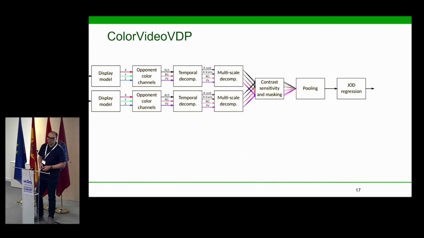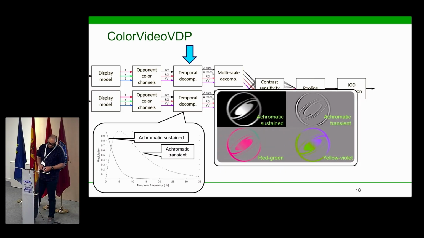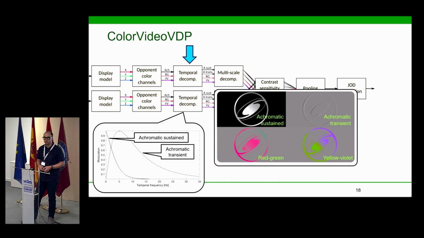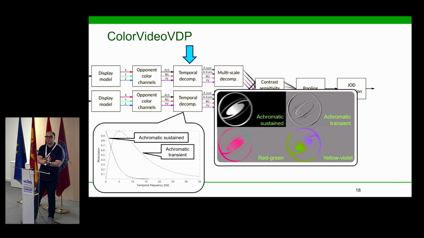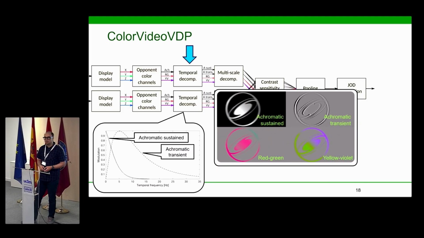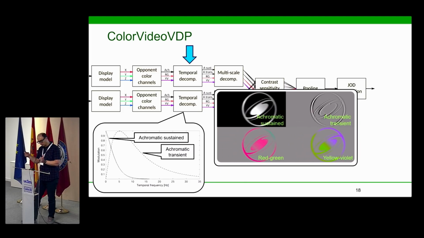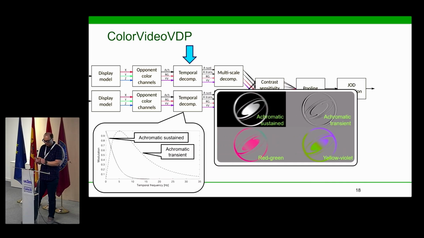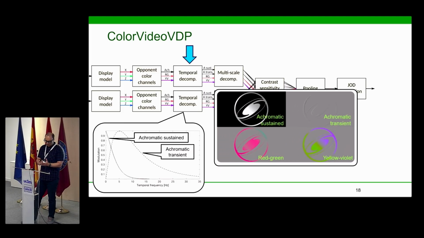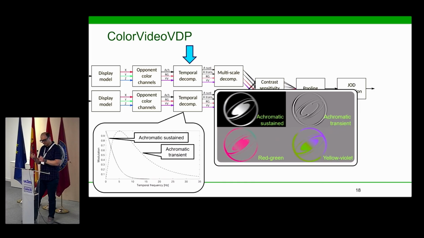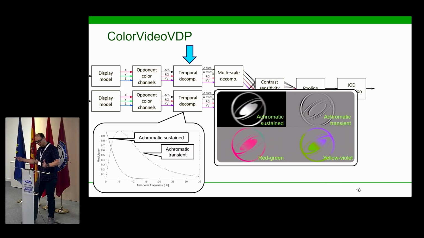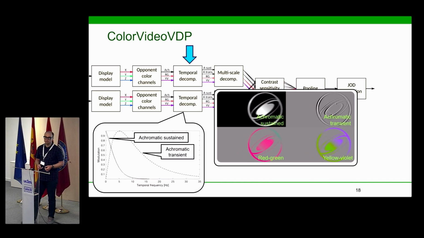Then we have temporal filters, and those temporal filters mimic mechanisms of the visual system: achromatic sustained, achromatic transient. One is responsible for more static vision, the other is responsible for seeing differences. And what's different between ColorVideoVDP and other metrics is that we don't just consider two neighboring frames, but we consider a time window of 250 milliseconds. And the number of frames per second, whether this is a 24 or 60 or 120 frames per second video, will obviously have an impact on the predictions of the metric.